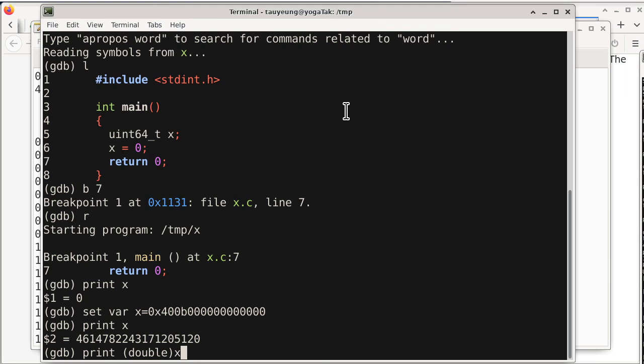It's not reinterpreting the bits. It is actually just changing the representation of that four times 10 to the power of 18 thing into a floating point number. So it will just look at the value of x first as an unsigned integer, which is 4 times 10 to the power of 18, blah, blah, blah. And then it will say, oh, now I take that value and convert it into double. So it's really the double representation of the same value that we saw earlier, except the precision is going to be off a little bit.